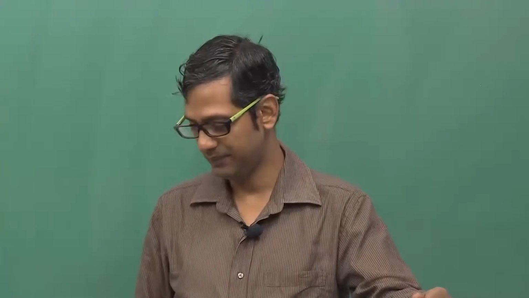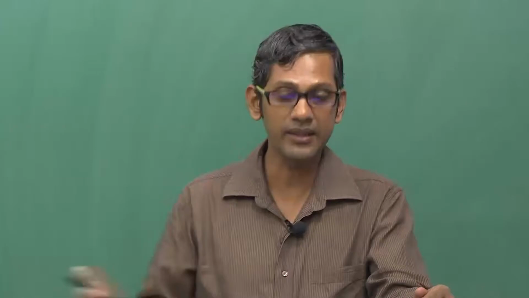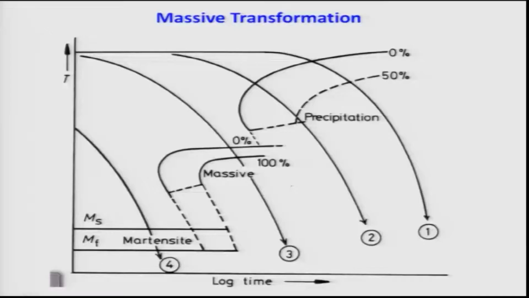So, therefore, we can actually generate what is known as a TTT diagram for the massive and the other transformation, and this requires a little bit of discussion. As you clearly see here, this is temperature, this is time, the TTT curve which I have introduced for the steels already. These are the different cooling rates 1, 2, 3, 4. 1 is the slowest and 4 is the fastest, and these are the C curves for the precipitation and massive.